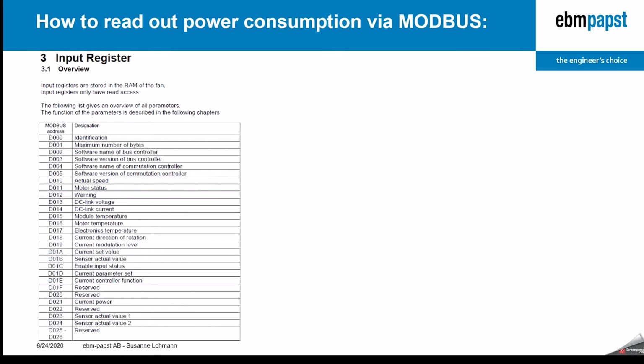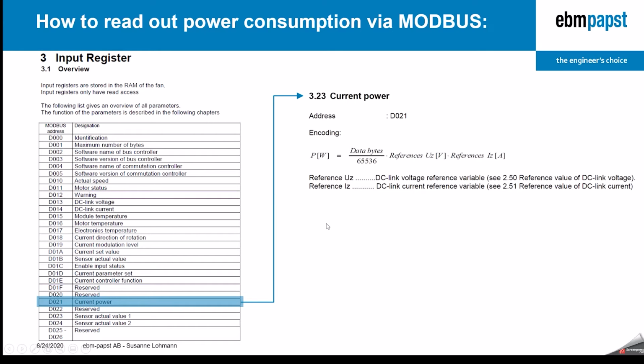When you look inside the Modbus parameter specification, you will find the power consumption inside the section Input Register. Here it's register D021, the so-called current power register. And inside the description of this register, you will find a formula which is pointing to two reference values, a reference voltage and a reference current. We will come to this later.